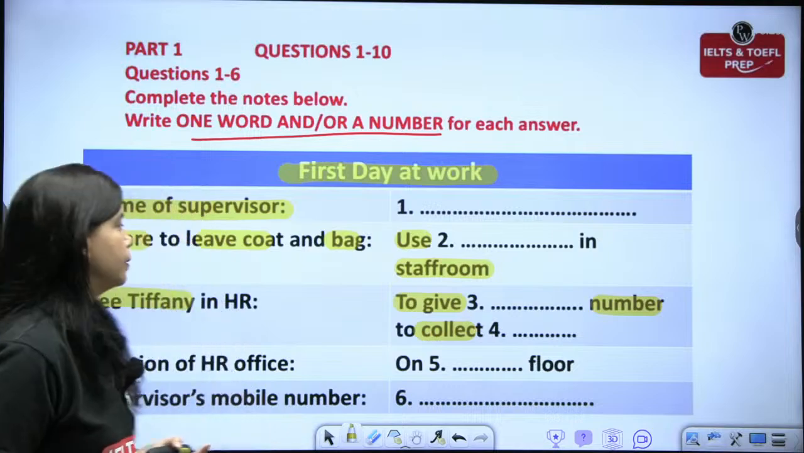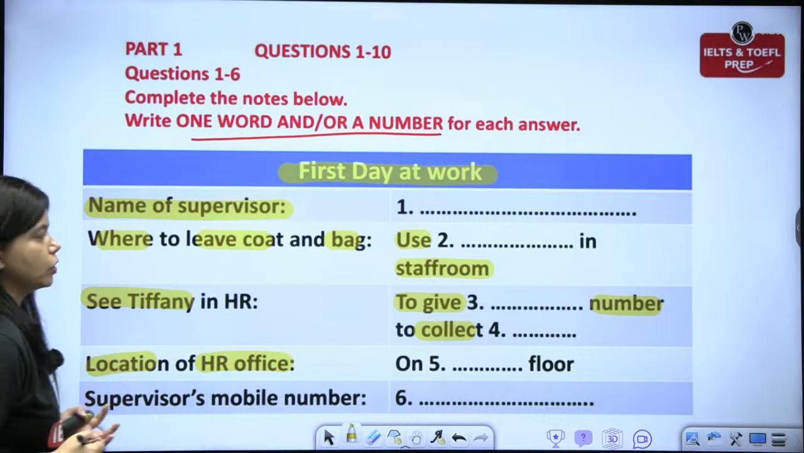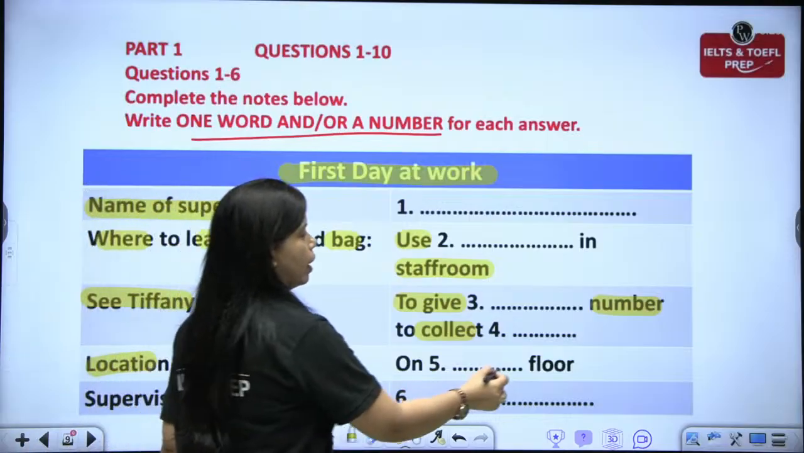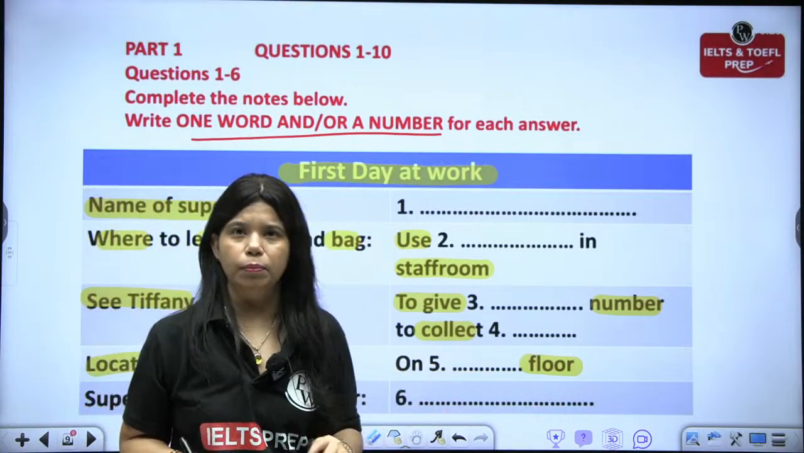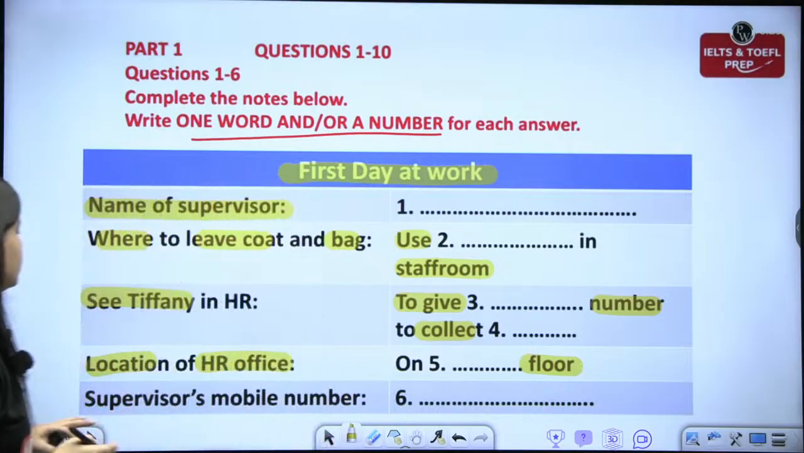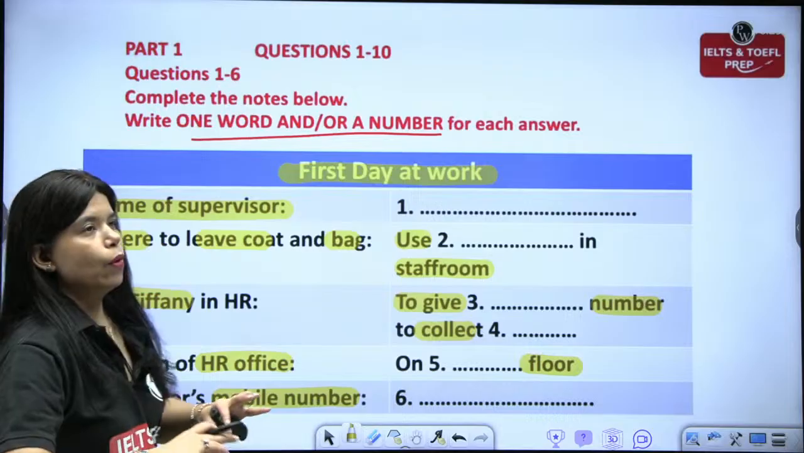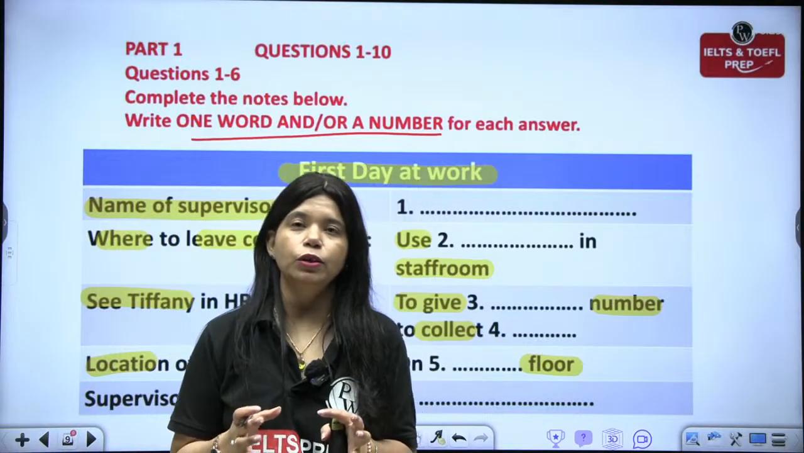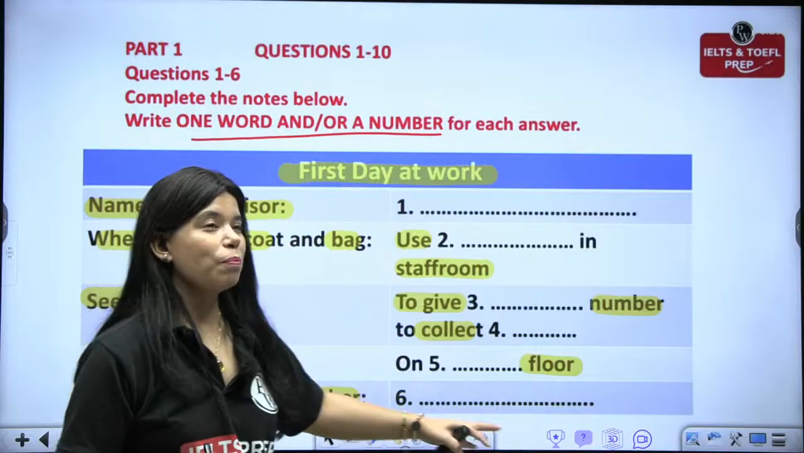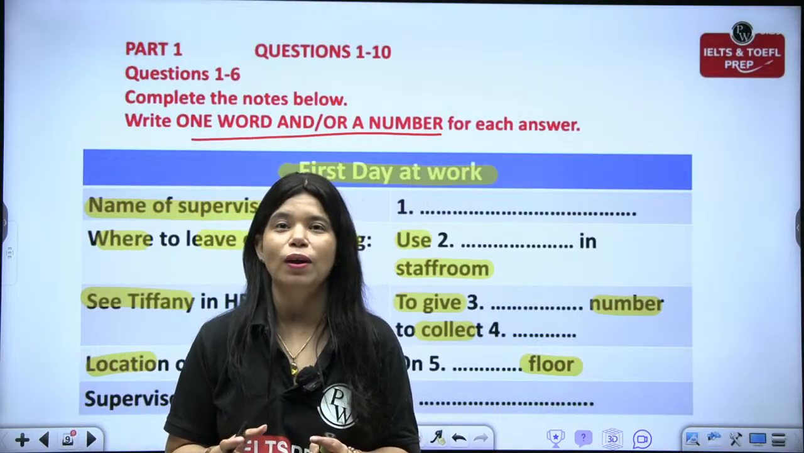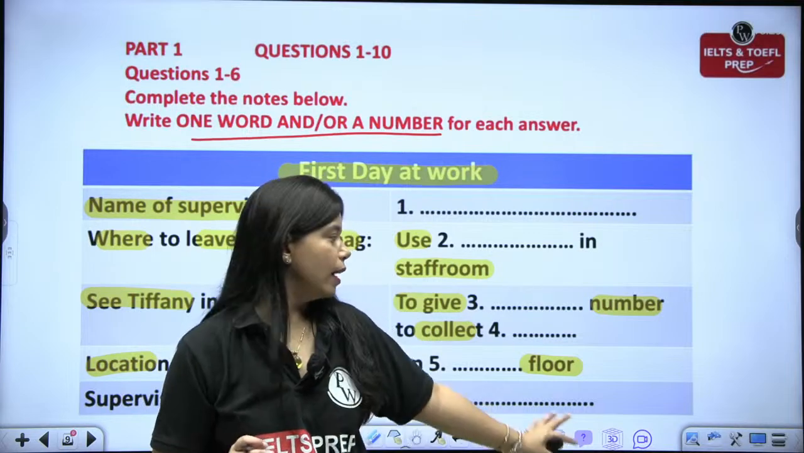Listen up for that. And then it says location of HR office. Where exactly the location is? It is on some floor, and you can predict this much that you are going to get a number for answer number 5, right? Moving on, supervisor's mobile number. Okay, now when an English name comes, I told you that you have to grab correct spellings. But this kind of phone numbers, house numbers, they also come. So make sure each and every digit you are writing correctly.